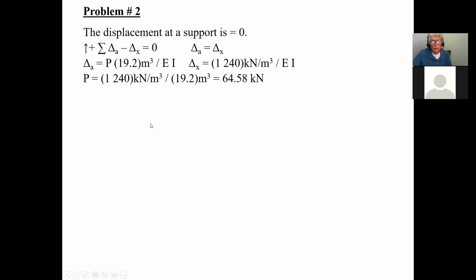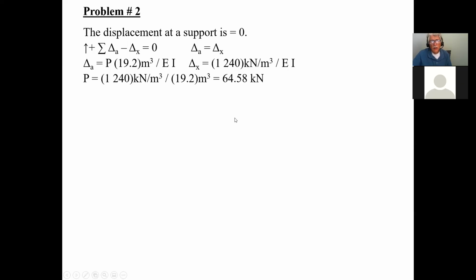And then, of course, you put everything in terms of P. The EIs cancel, so that's nice. And therefore, I get 124 over 19.5. And of course, this cancels, that cancels. I end up with 64.54 kilonewtons. So that's the reaction force.